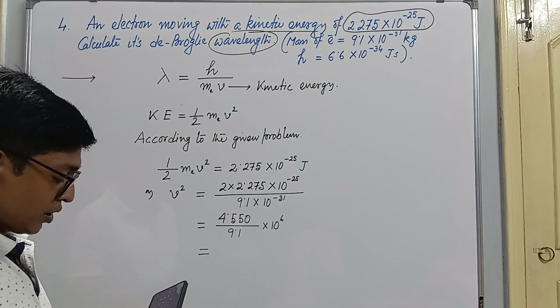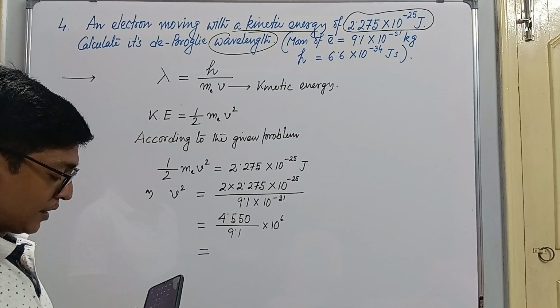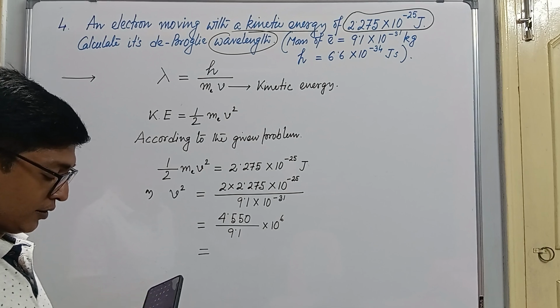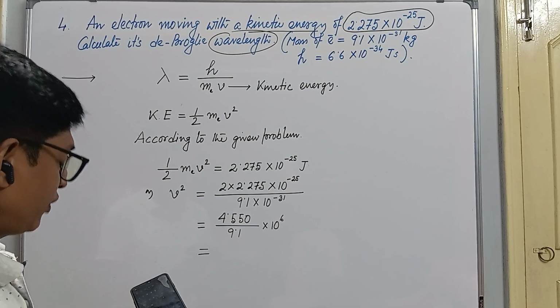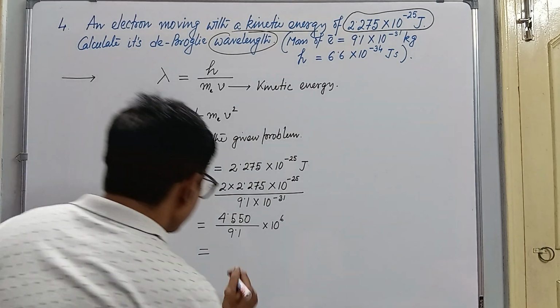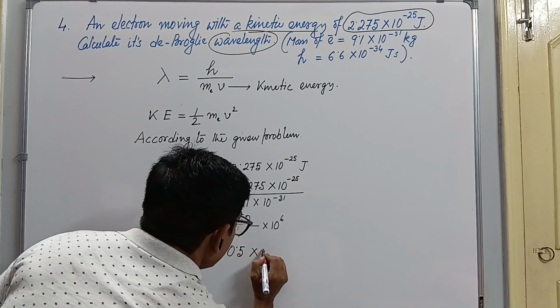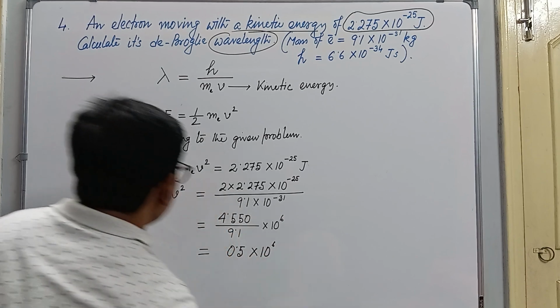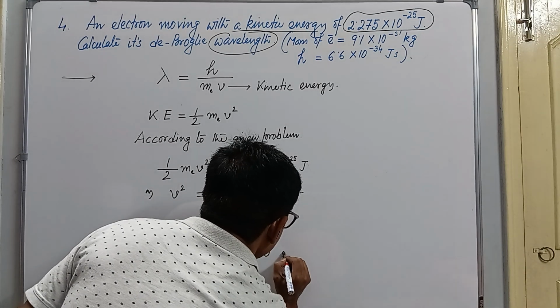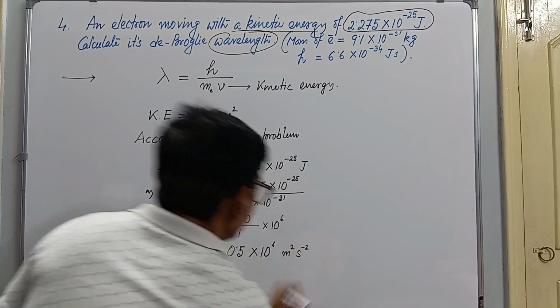4.55 divided by 9.1. This is coming to 0.5. Wow, that looks pretty good. So this is 0.5 into 10 to the power 6. Now the unit will be meter square second inverse square.